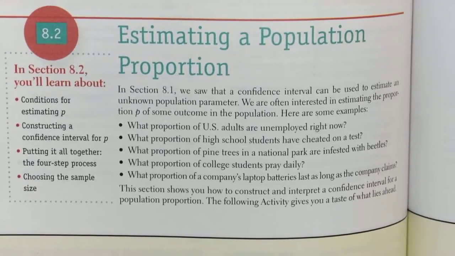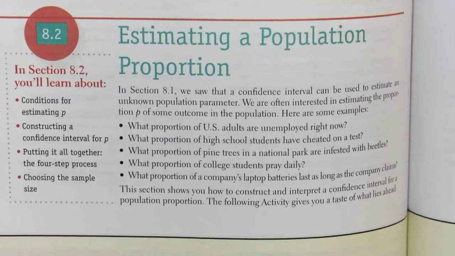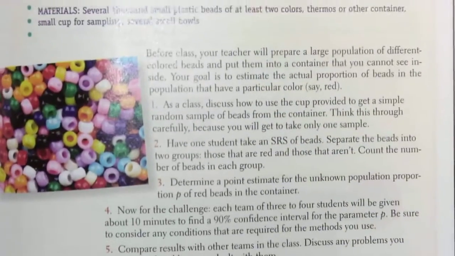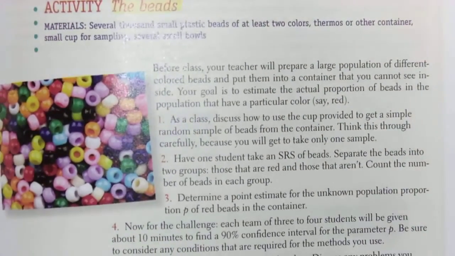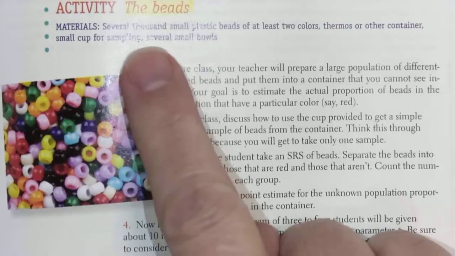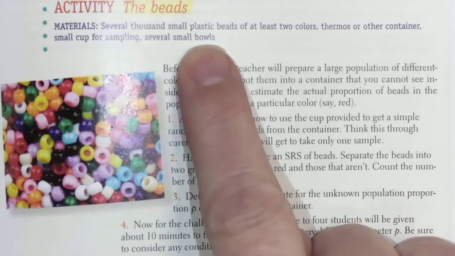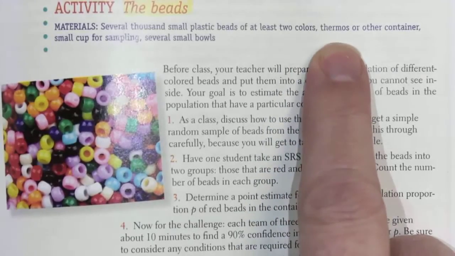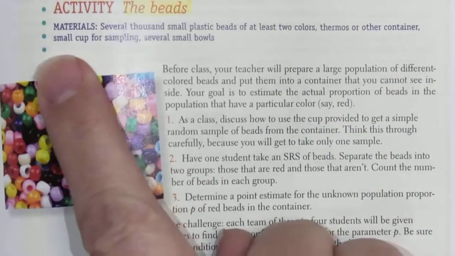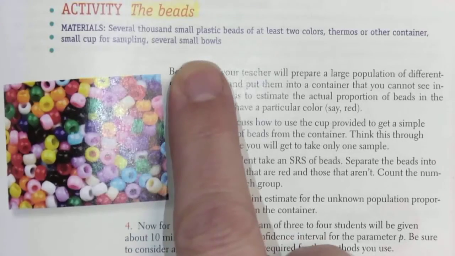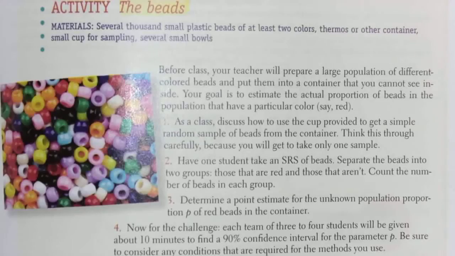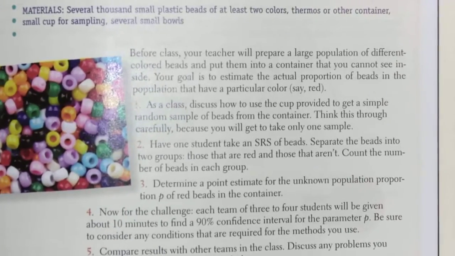Okay, so now we're going to talk about this next activity, but we're going to do that when we get the whole class back together. But let's talk about what it is first. We will have thousands of small plastic beads, at least 2 colors, a thermos or a container, a small cup for sampling, and several small bowls. Then you can figure out a way to estimate the number of red beads in the container.